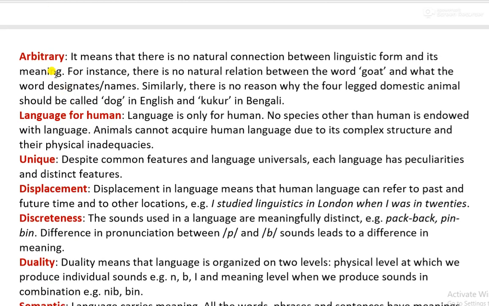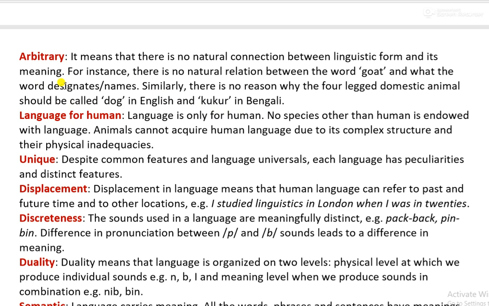Another important characteristic of a natural language is its being arbitrary. What arbitrary means? First we go to our writing. It means that there is no natural connection between linguistic form and its meaning. For instance, there is no natural relation between the word God and what the word designates or names. Similarly, there is no reason why the four-legged domestic animal should be called dog in English and kukur in Bengali.